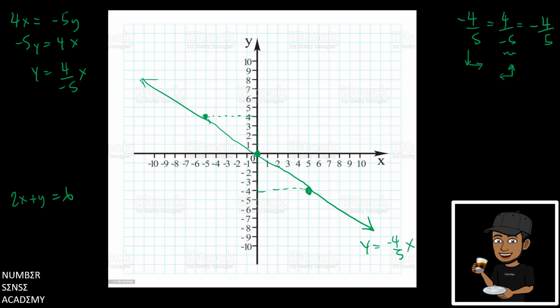And then 2x plus y equals 6. Again, I'm going to take the shortcut and use the intercepts. So when x equals 0, I have 2 times 0 plus y, so y is equal to 6. And when y is equal to 0, I'm going to end up with 2x is equal to 6, so x is equal to 3. And then I'm going to find those points. So 0, 6: x is 0, y is 6, right here. And when x is 3, y is 0, so right here. So I'm going to graph these.